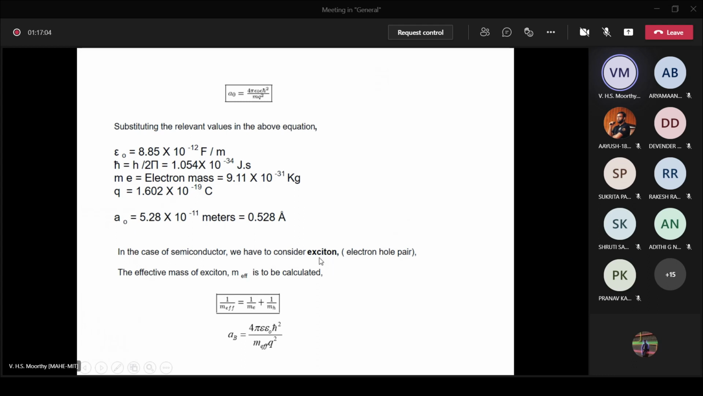So when we talk about a hydrogen atom, we considered the mass of electron and the mass of the positive particle, which is nucleus, to be the same. We thought like that. That's why we put only m. a0 is equal to 4 pi epsilon 0 epsilon h cross square by m e square. m is the mass of electron we put.